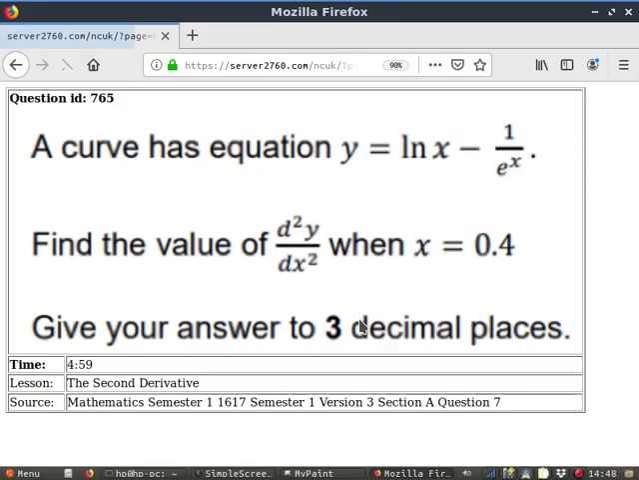Right, let's see if we got... Ah yeah, we'll finish on this one.